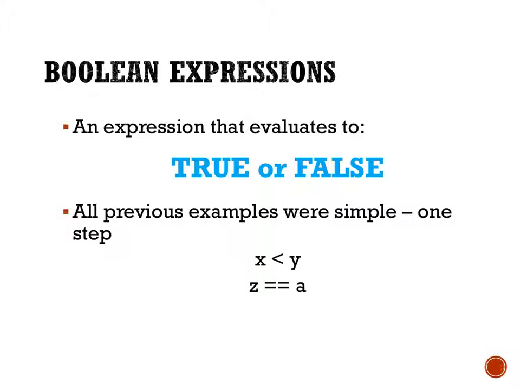So just to refresh your memory, Boolean expressions are expressions that evaluate to be true or false. So last chapter we had some simple expressions like x is less than y. You'd look at the variable values and you would decide true or false if that statement was true or if that statement was false. Same thing with the bottom one. You'd look at the variable values and decide if that was true or false.